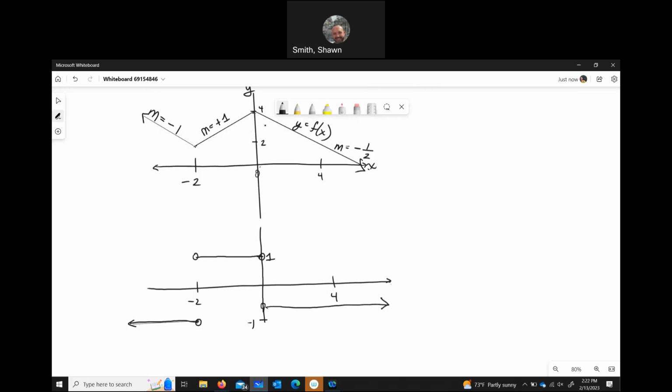So everything that I've drawn here, this is y is equal to the derivative, y prime of x. And f prime of x is not defined at x equals -2 and x is equal to 0. You see how you interpret that?